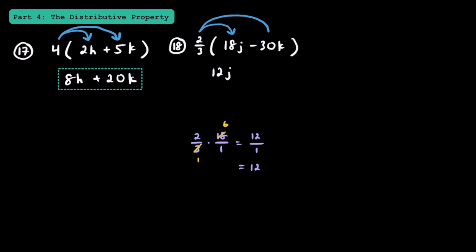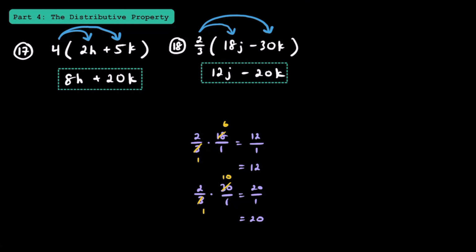Distributing this 2/3 to this negative 30k, we can write 2/3 times 30 over 1. The 3 and 30 are going to cross cancel to make 1 and 10. And 2 times 10 is going to be 20, and 1 times 1 is 1, and that simplifies down to 20 wholes. So 2/3 of 30k, we can write minus 20k. This is our equivalent expression.